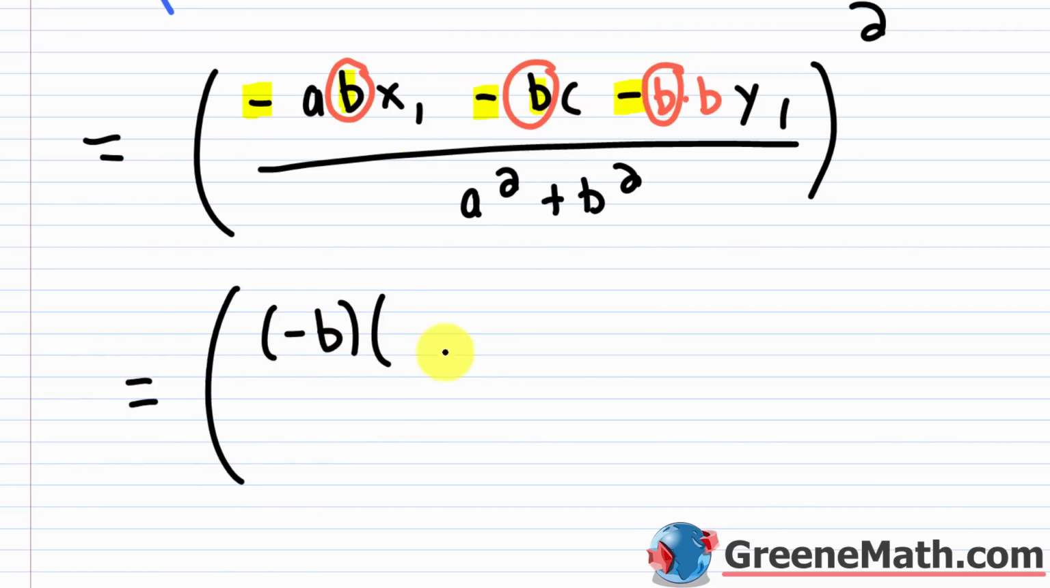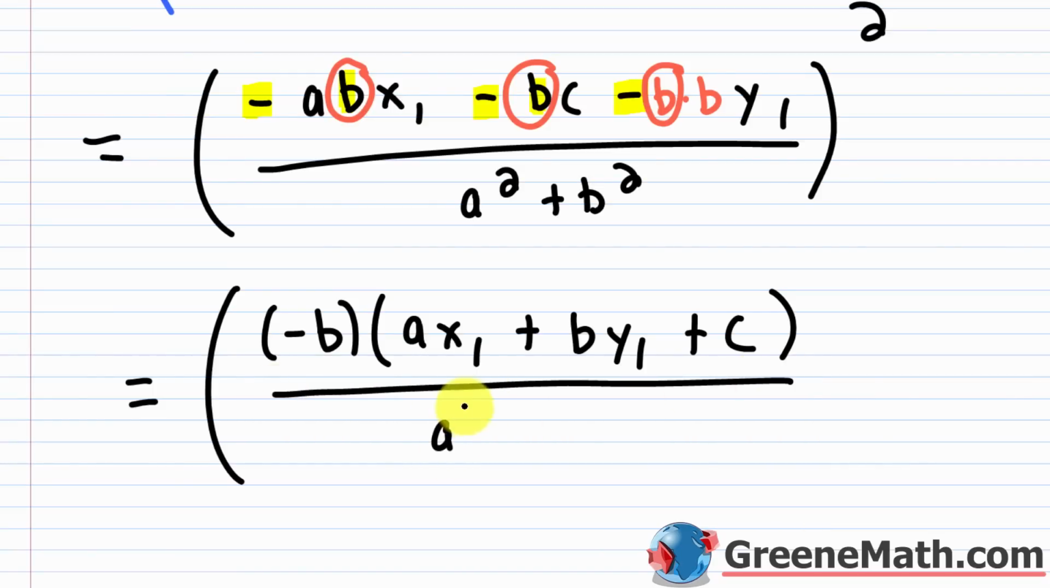And then inside the parentheses, I'm going to put, you'd have a positive ax sub 1. So ax sub 1. Pull out the negative b. I'd have a plus c. Pull out the negative b. You'd have a plus by sub 1. Now, I would reorder this and put by sub 1 first, like this, and then plus c, close that down, and then this would be over this a squared plus b squared. So again, all I did was pull out a negative b from the numerator. Now, let's close this down and square it.